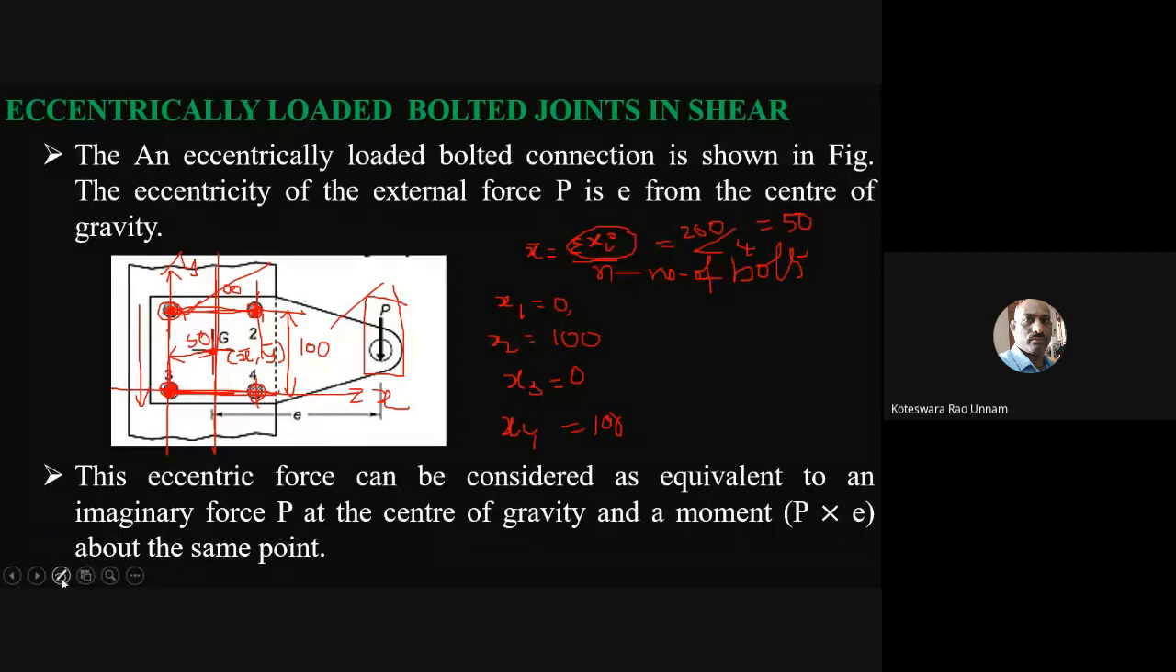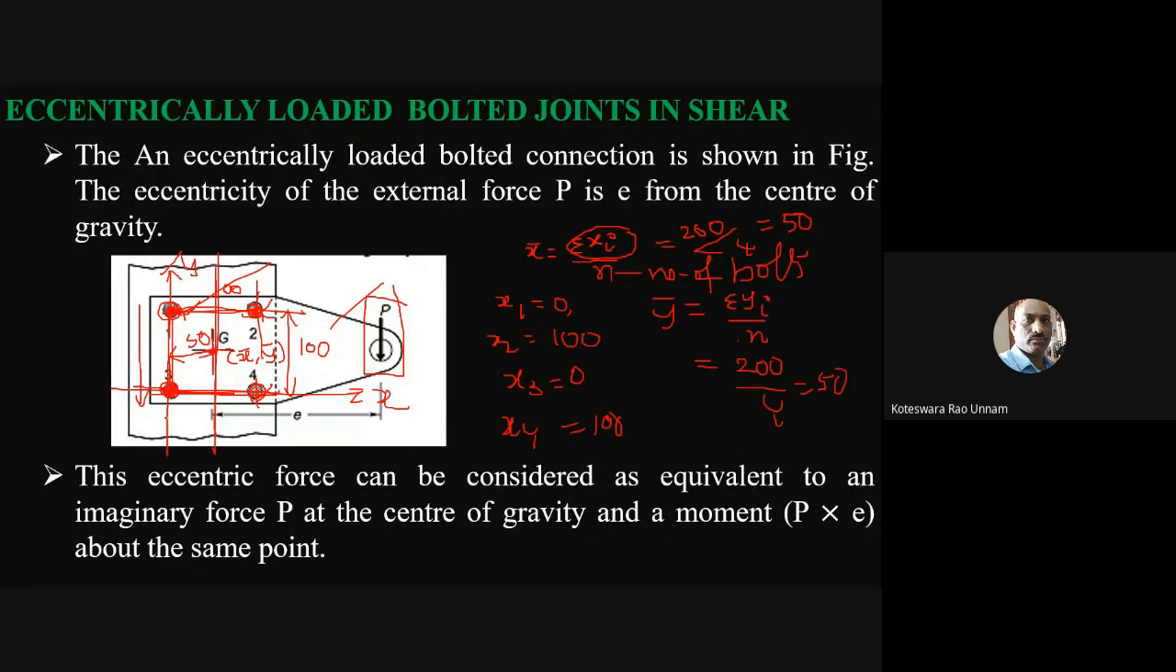Likewise, we need to compute y bar also. The formula for y bar is the same: sigma yi by n, where n is again the number of bolts. For that, first take y1, this vertical distance. So y1 is 100, y2 is also 100, y3 is 0, y4 is 0. So 100 plus 100 plus 0 plus 0, that is 200 by 4, which is going to be 50.